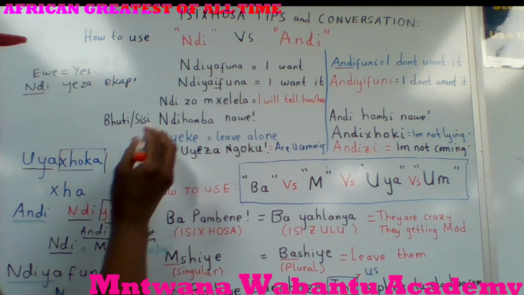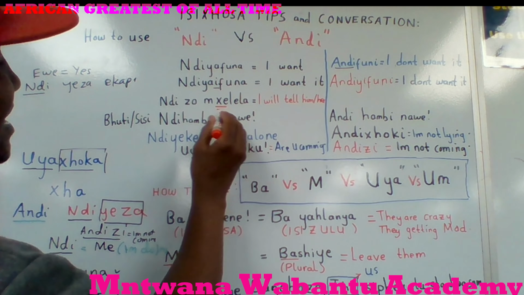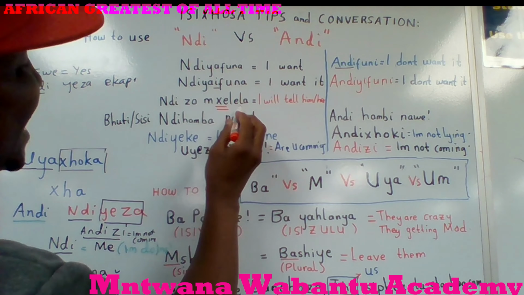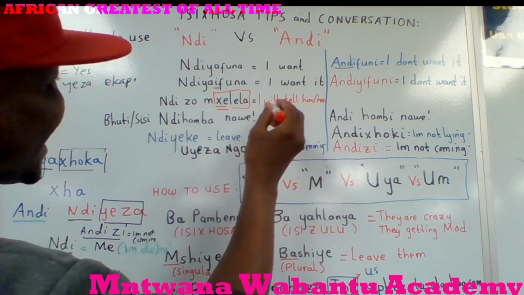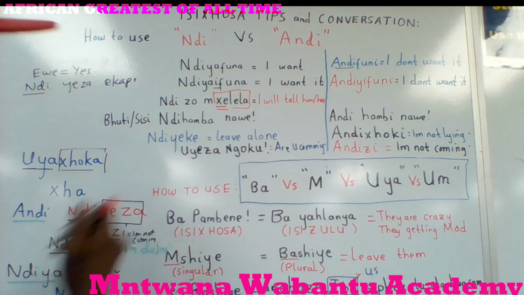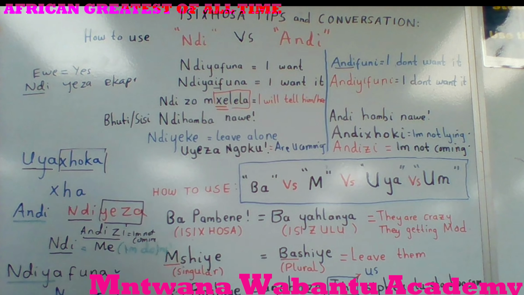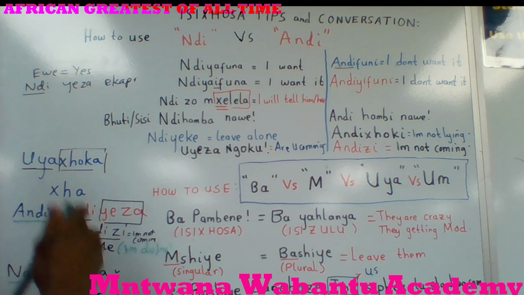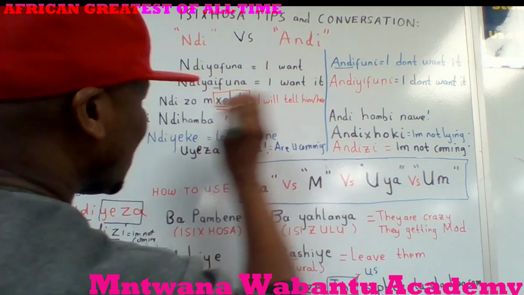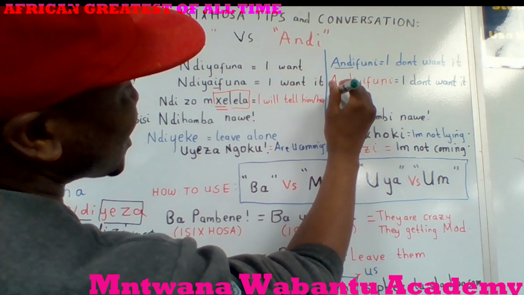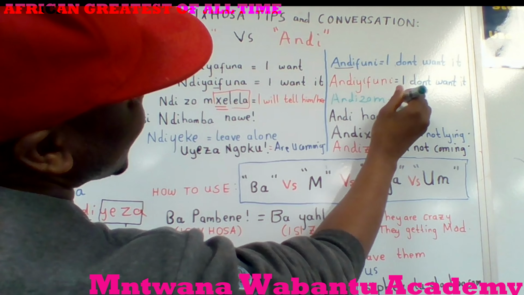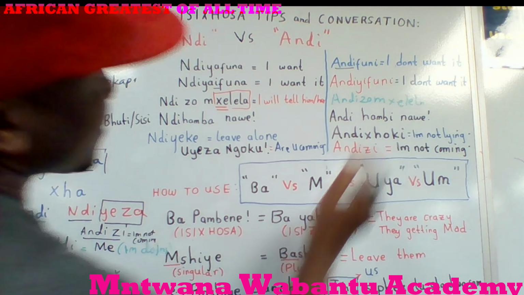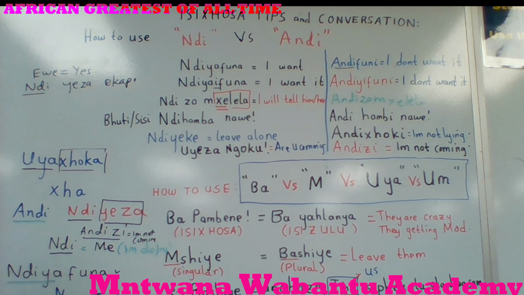Let's come here. Dizo mchelela. Chelela means to tell. So, dizo mchelela, I will tell him or her. I'm going to tell him or her. If you don't want to say that, if you say I'm not going to tell him or her, you put A here. Andizo. I'm not going to tell him or her. And this is chelela.